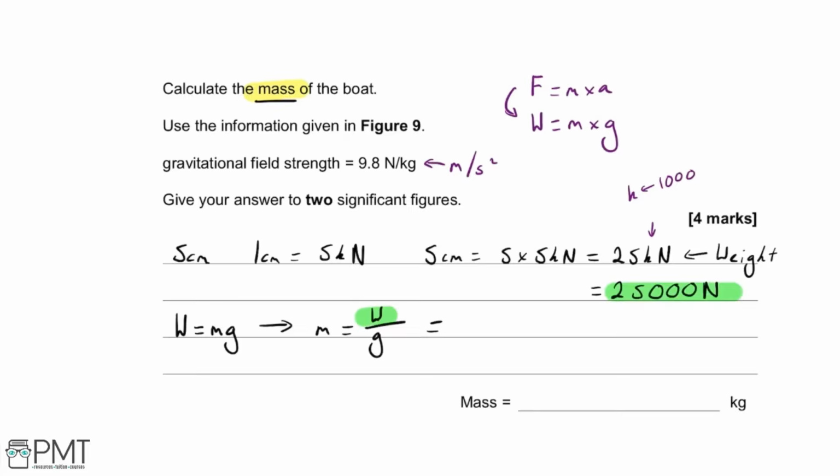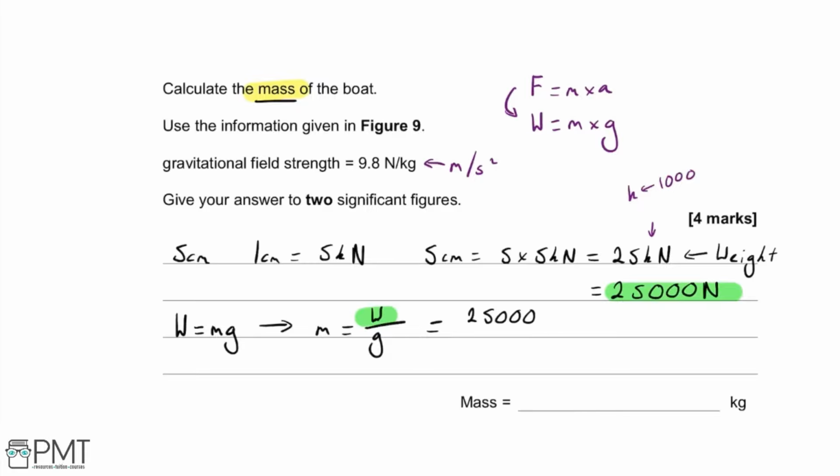You need to make sure you use 25,000 and not 25 kilonewtons. You never use prefixes in your calculations apart from for mass. That's the other confusing thing. So the standard unit for mass is kilograms, not grams. But for everything else, if you have kilonewtons, you need to convert it to newtons. So we're going to use 25,000.